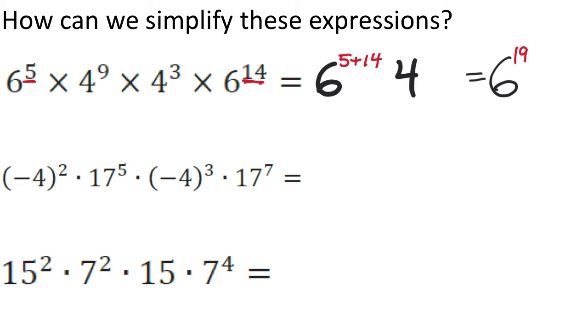So let's go to the base 4. Base 4 has exponents of 9 and 3. And again, those base 4s are still being multiplied. So I'm going to take the 9 and 3 exponents and add those together to get a new exponent for 4. 9 plus 3 is 12. Now since both of my bases are numbers, I'm going to show the multiplication between these.